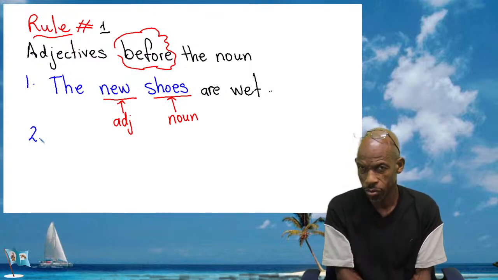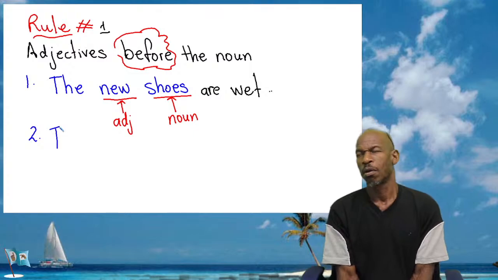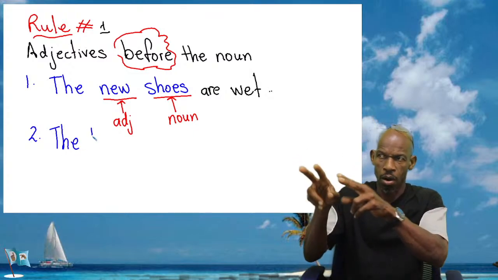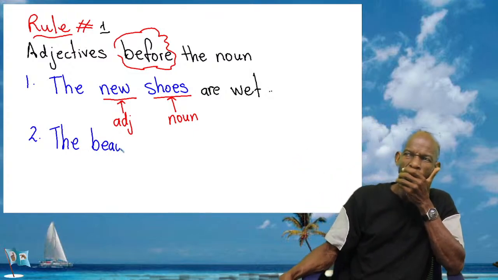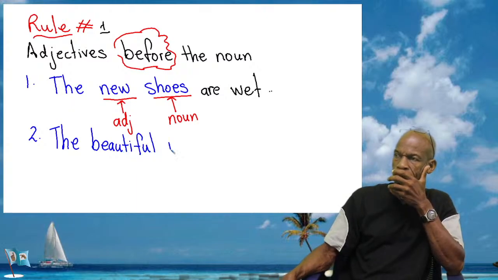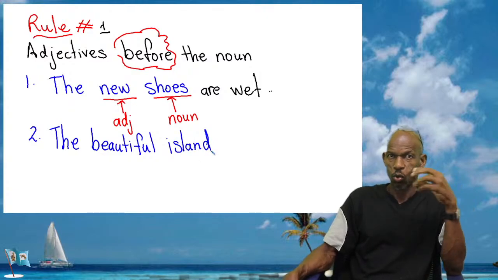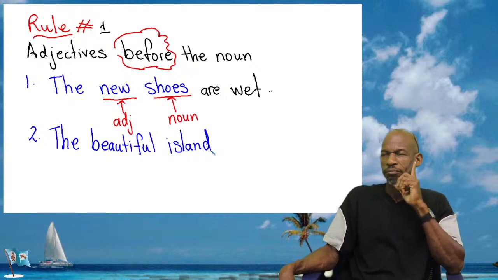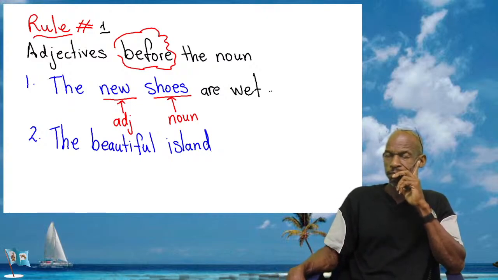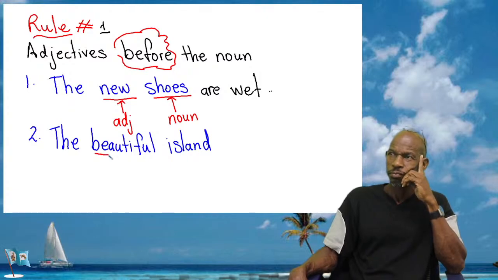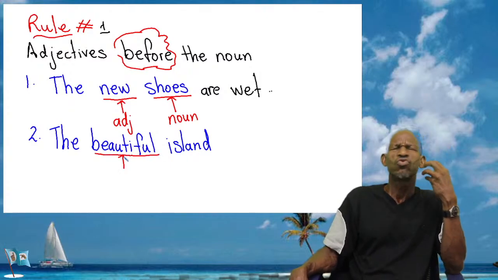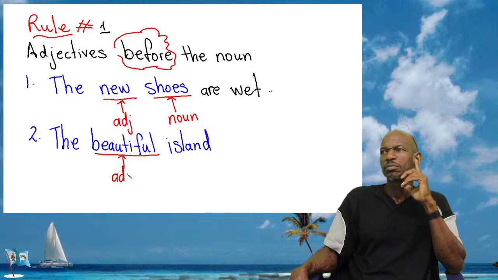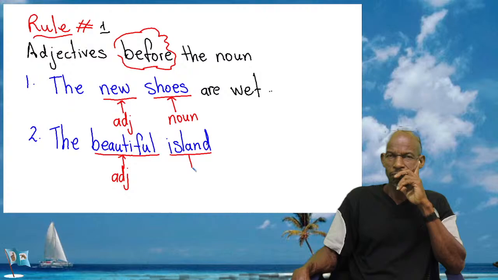All right. So we can say the beautiful island, and you all give me that. We could say the island is beautiful, or we could say the beautiful island. And again, beautiful is the adjective. Island is the noun.